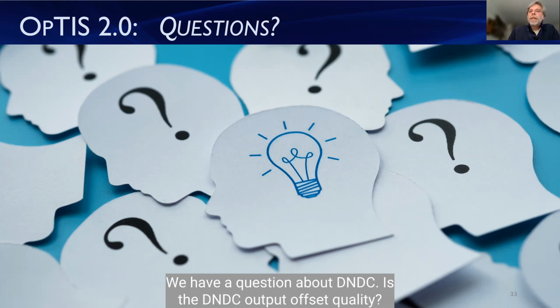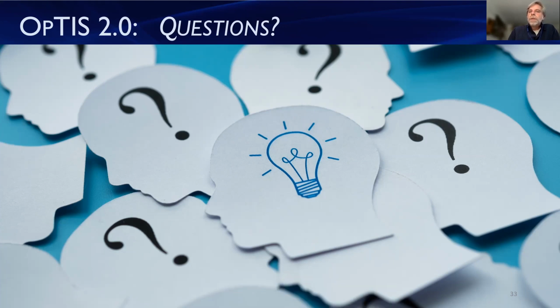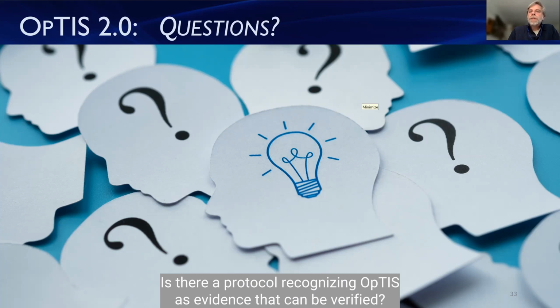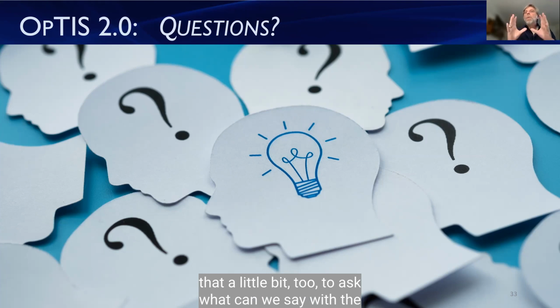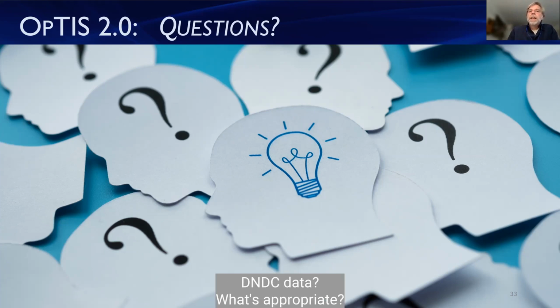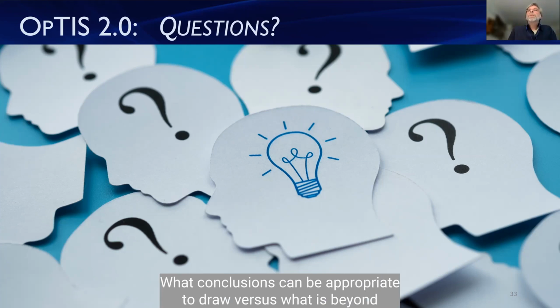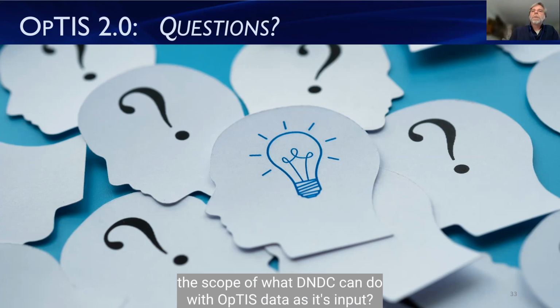We have a question about DNDC. Is the DNDC output offset quality? Is there a protocol recognizing OpTIS as evidence that can be verified? And I'm going to actually expand that a little bit too to ask, what can we say with the DNDC data? What's appropriate? What conclusions can be appropriate to draw versus what is beyond the scope of what DNDC can do with OpTIS data as its input?